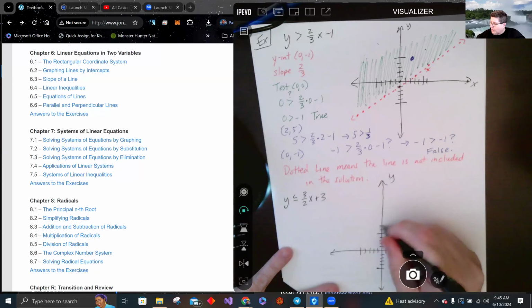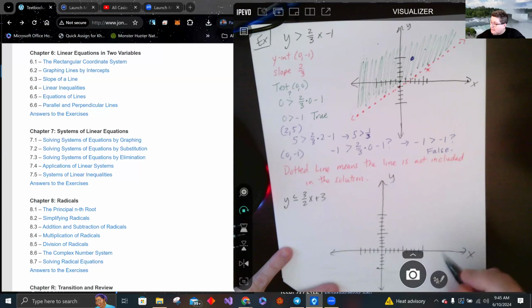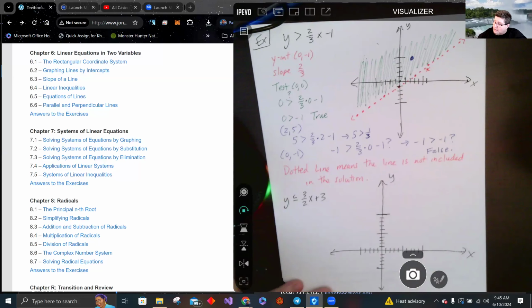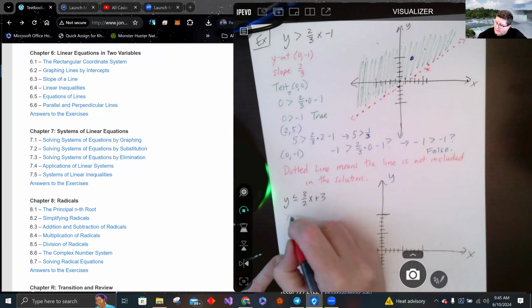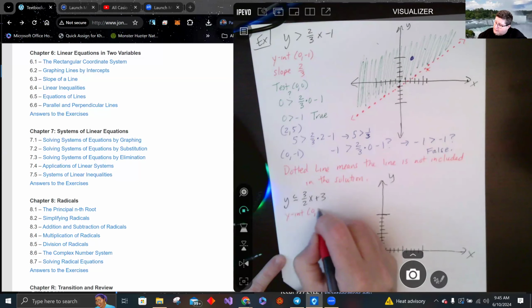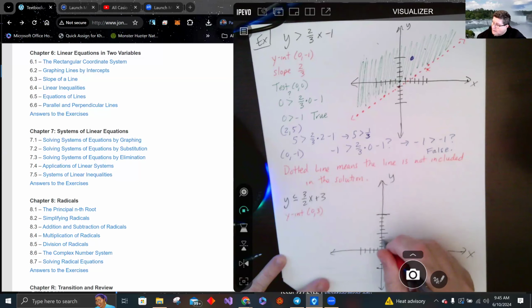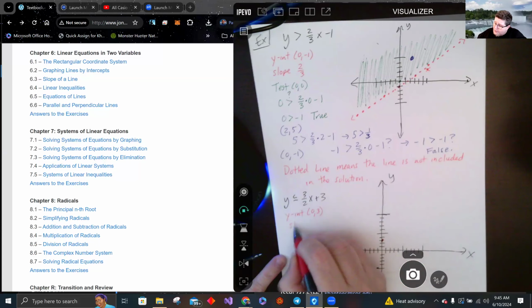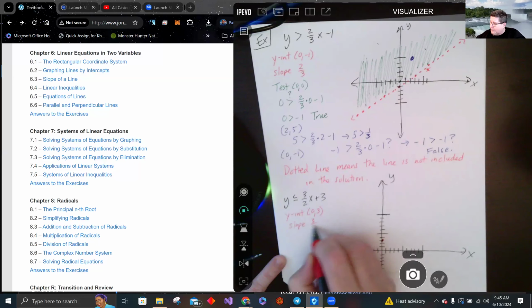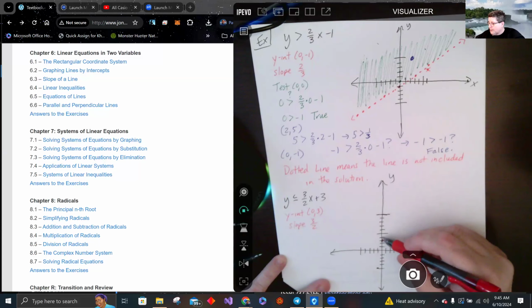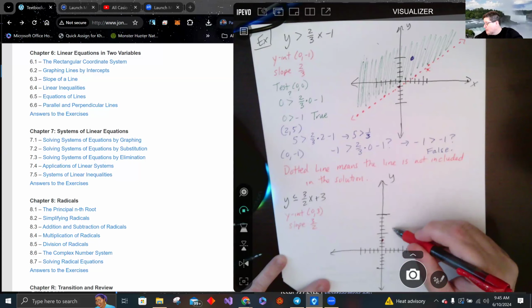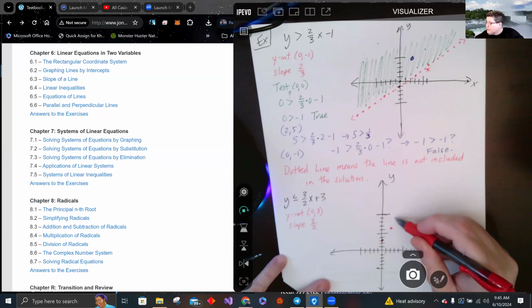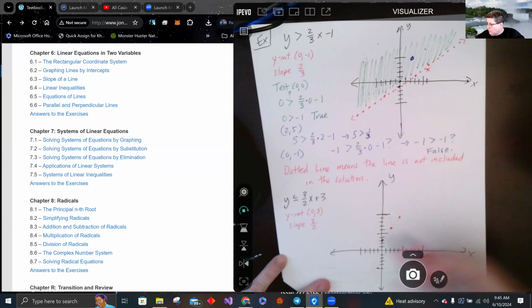And maybe I'll go a couple more up because it looks like we're going to be rising to the left or to the right. So my y-intercept is (0, 3), and my slope is 3/2. So rise 3, run 2. 1, 2, 3, 1, 2.